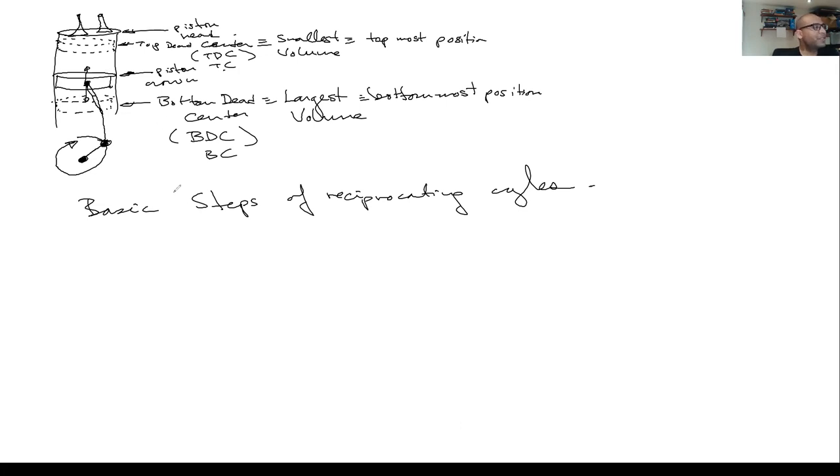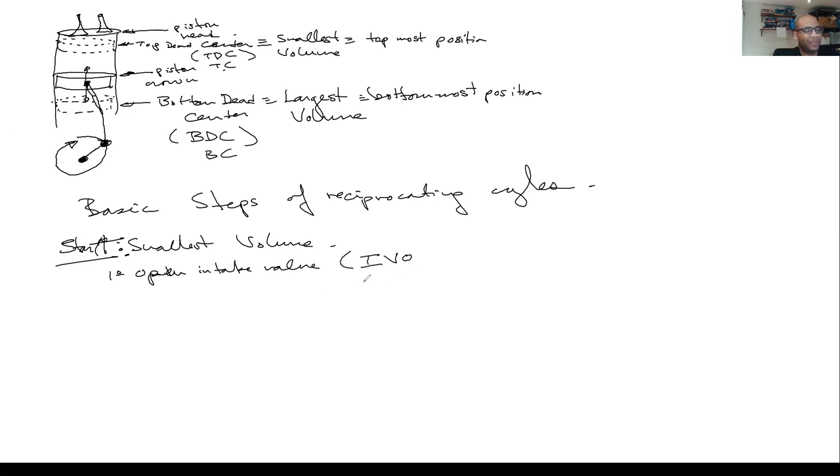So when we start the cycle, we're going to start at the smallest volume. And then we're going to open the intake valve, the valve that allows either air or fresh fuel mixture to come in. Step one, open the intake valve, or we often abbreviate this by IVO, intake valve open, and then draw in fresh fluid. This could be either air in the case of a diesel engine, or it could be a mixture of air and fuel if this was an Otto cycle.